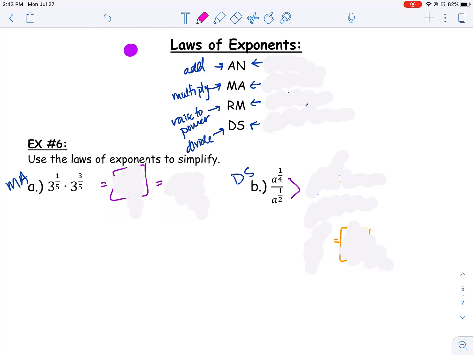When we're adding and subtracting, what do we do with the exponents? Nothing, right? We just combine like terms. They have to have the same variable with the same exponent in order to add or subtract those like terms. When we multiply, as long as the bases are the same, we add the exponents. When we raise to a power, we multiply, and when we divide, we subtract the exponents, as long as our bases are the same. Let's use those ideas and our rational exponents to simplify.